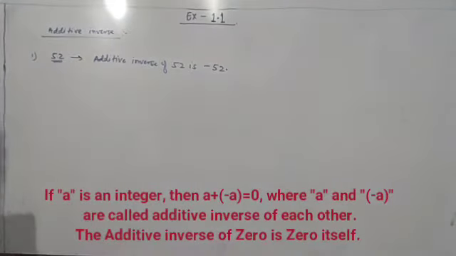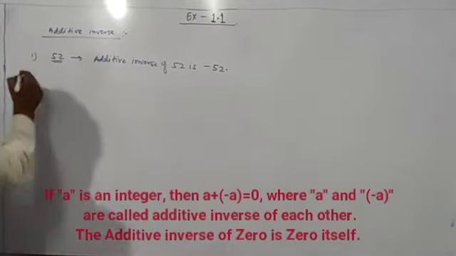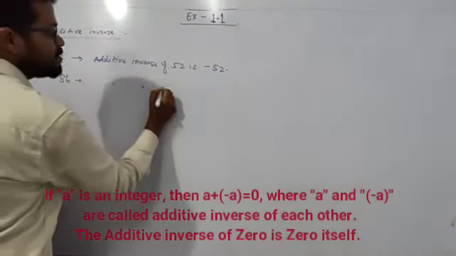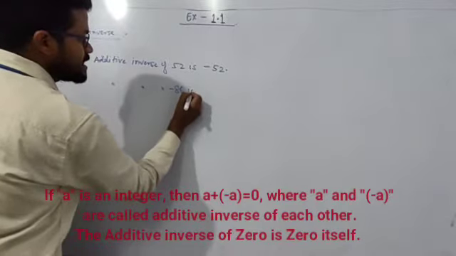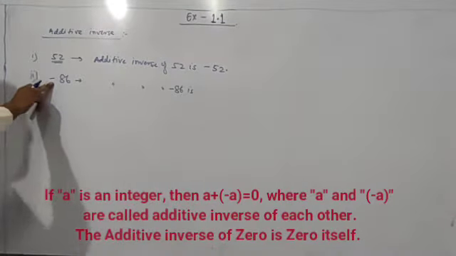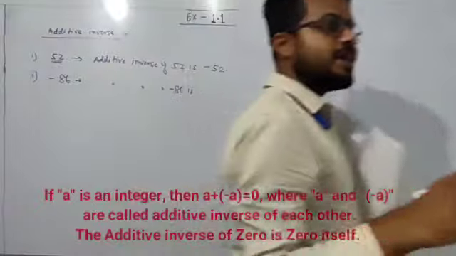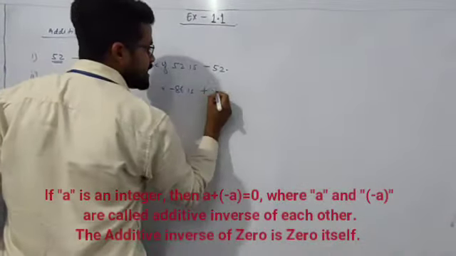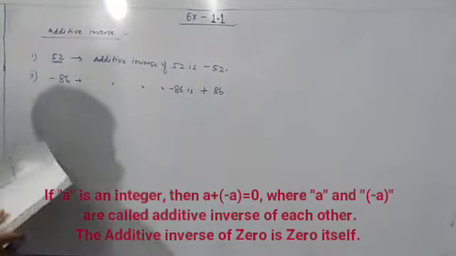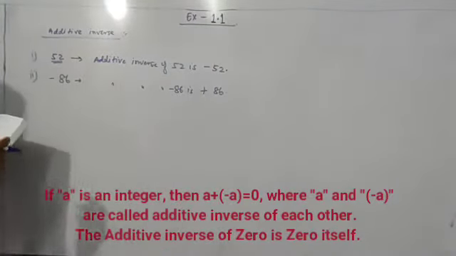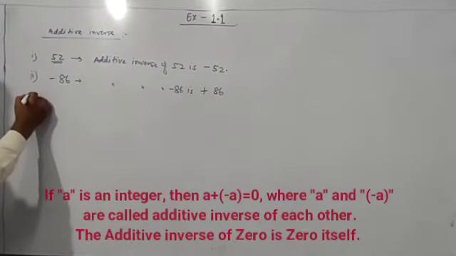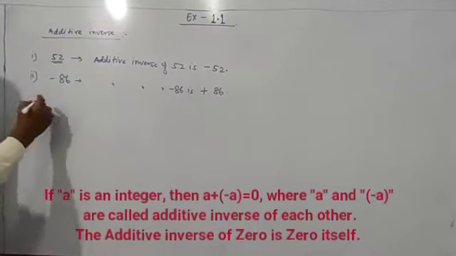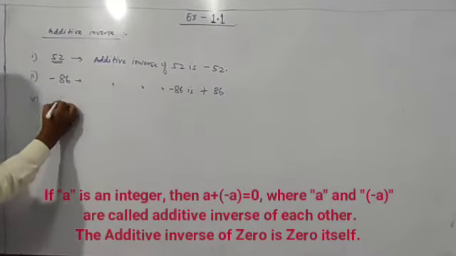The second one is minus 86. So the additive inverse of minus 86: the sign is minus, so the inverse of minus is positive. So the additive inverse of minus 86 is plus 86. The third and fourth ones are homework. And the last one, the fifth, is minus 23.